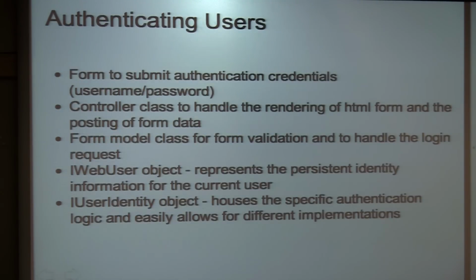Then a web user object that just sort of represents your persistent identity of who you are throughout the session. And then a user identity object, and that's where you put your validation, so that you can, today, just hit the database, tomorrow, do your Twitter login, or whatever you want to. You can extend just this layer, just these different implementation classes, to handle your authentication schemes without changing the whole darn thing.